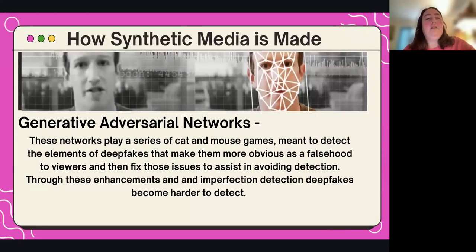The second step, this is kind of the most important one, is generative adversarial networks. How I would describe this is, it's a series of cat and mouse games meant to detect the elements of deep fakes that make them more obvious and fix those issues to avoid detection before the video is released. So essentially the cat is creating an image, and then the mouse is saying, oh, I don't know, that looks a little weird. And they're talking to each other to try to determine, okay, how do we make this as legitimate looking as we possibly can? I've also heard the analogy of artistic forgeries. That's always an arms race between the expert in discovering the forgery and the forger themselves.